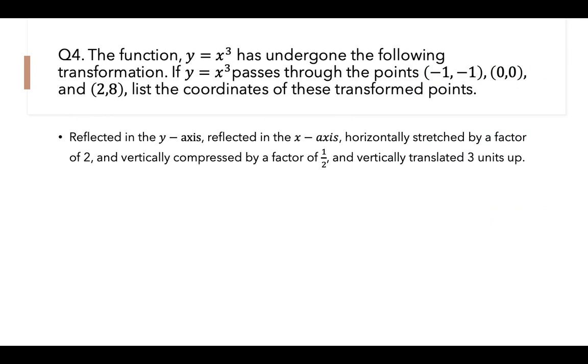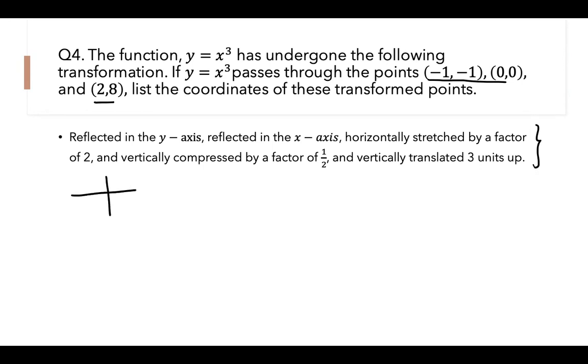Okay, so lastly, we're given a cubic function and it will go through the following transformations, and they're saying that it passes through these 3 points, and they want us to list the coordinates of the transformed points. So let's see. Let's identify all the x and y values. So reflected in the y-axis. So let's do the mapping rule.